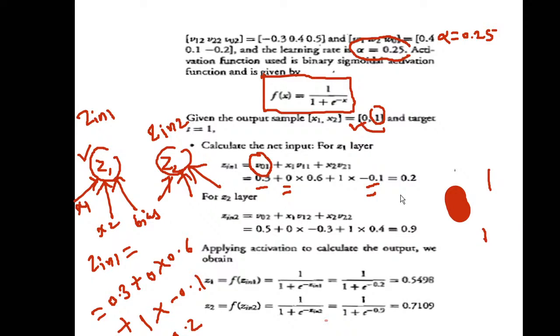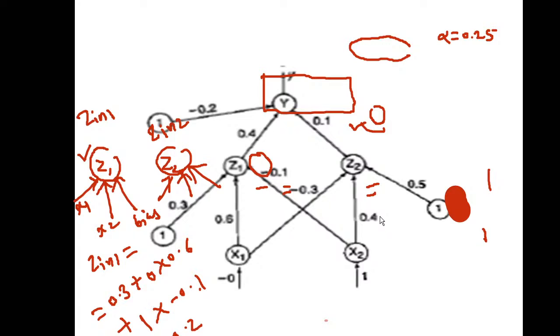So if you see here, just see here, so this is Z1. If we want to calculate, let's calculate from here only.